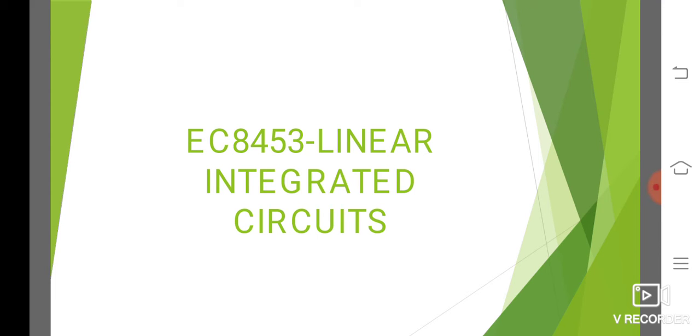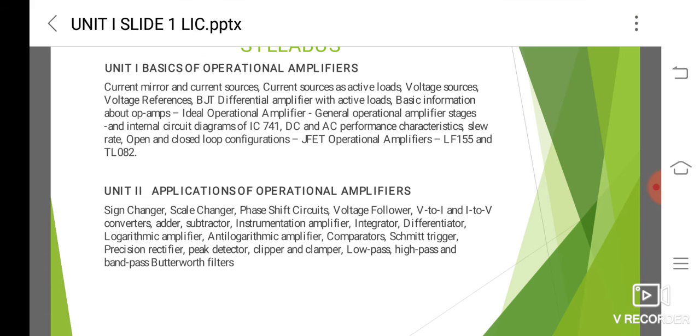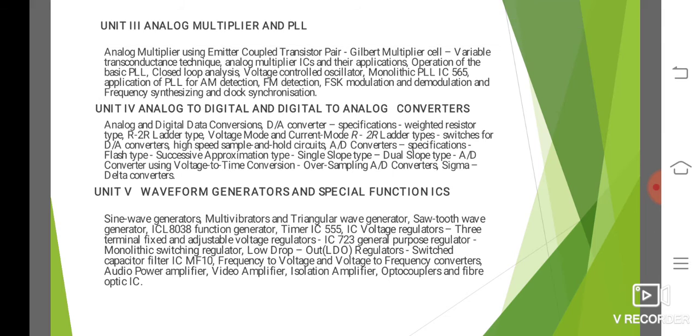We can see the linear integrated circuits, and these are the syllabus. The first unit covers the basics of operational amplifiers. In the second unit, we are going to study the applications of operational amplifiers, and the third unit consists of analog multiplier and PLL, and also its applications.